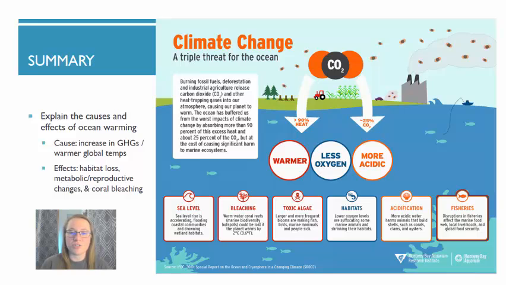Now, in summary, you should be able to explain some of the causes and effects of warming ocean temperatures. Remember, the causes are these increases in greenhouse gases, particularly carbon dioxide and methane, and those greenhouse gas concentrations are going to lead to warmer temperatures. Now, the effects of this are going to be habitat loss, metabolic and reproductive changes, and coral bleaching.